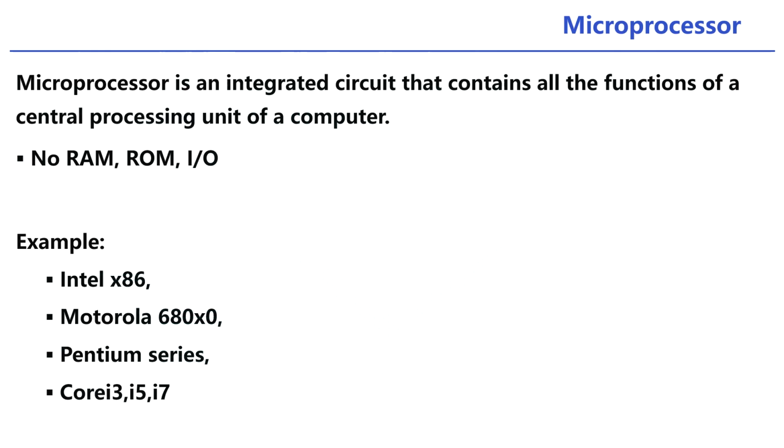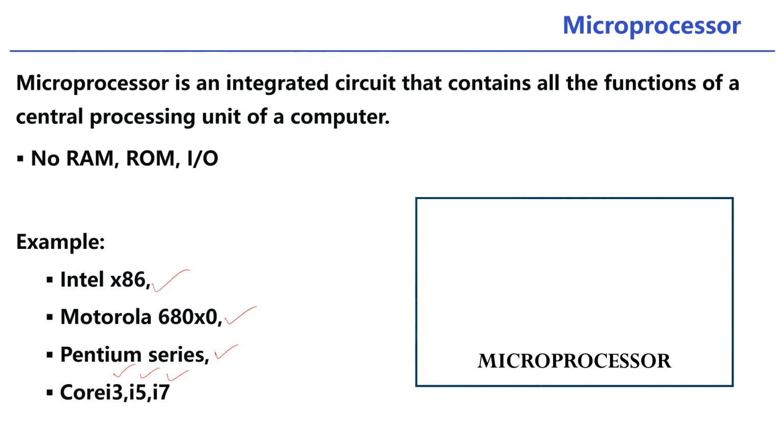Examples of microprocessors are Intel 8086, Motorola 6800, and the Pentium series, Pentium 1, Pentium 2, Pentium 3, and Pentium 5. Now we are using Core i3, i5, and i7. These are the microprocessors.